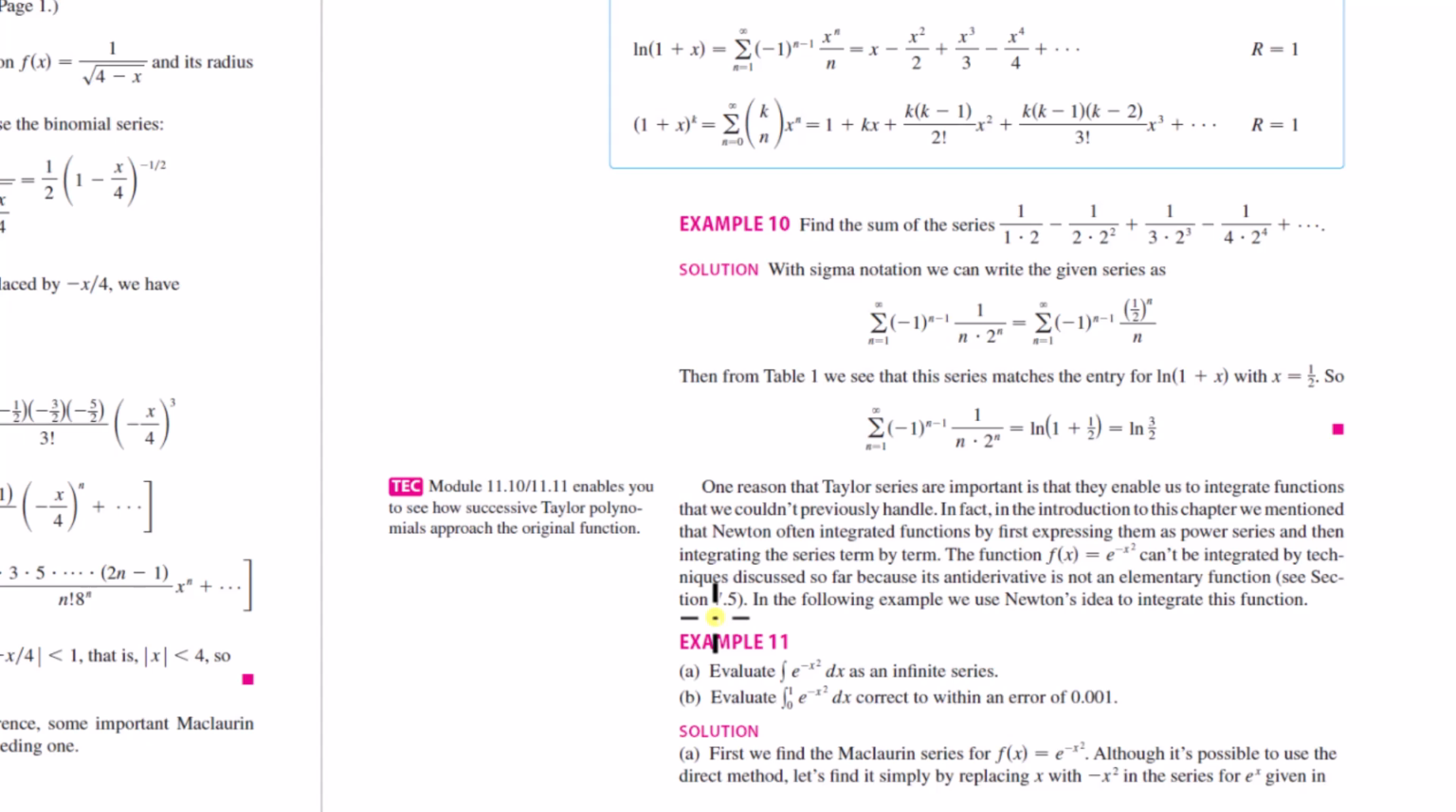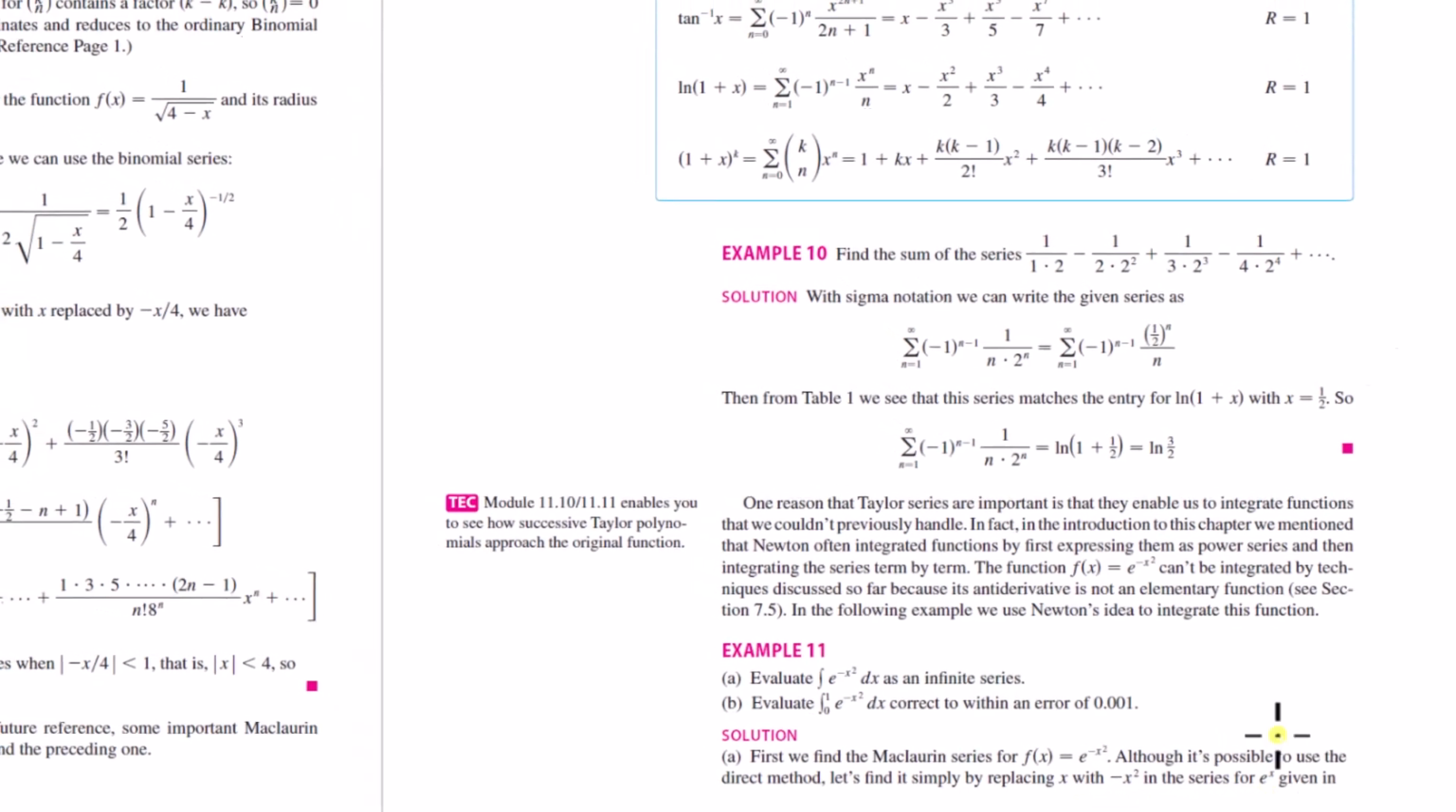Yeah, we talked about this in chapter 7. Most antiderivatives you can't evaluate by normal means. But here's one that you couldn't evaluate by normal means, but we could integrate it as an infinite series. So evaluate this integral as an infinite series. Again, you could do this from scratch, but consider doing a substitution. So we put minus x squared into e to the x, and they substituted in.